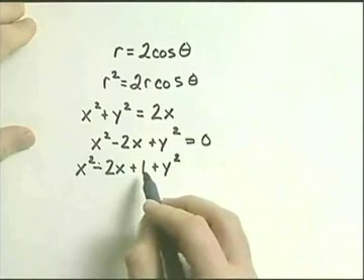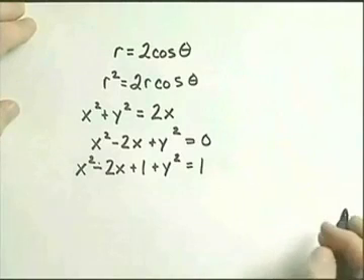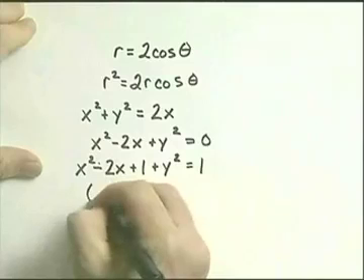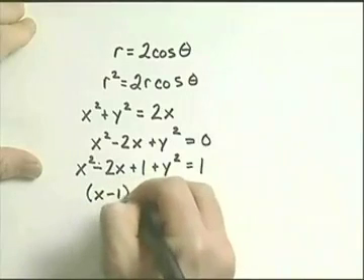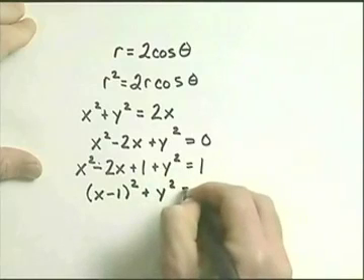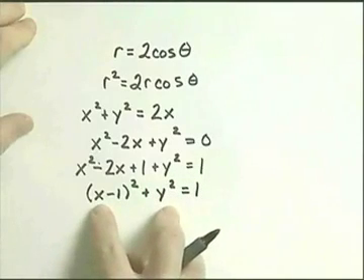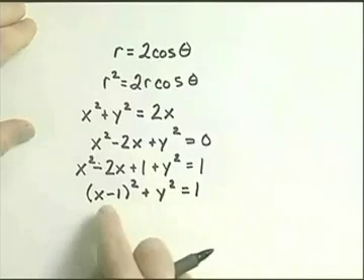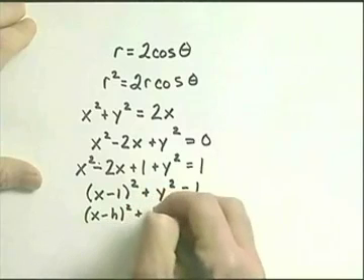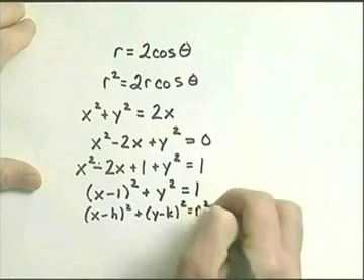Remember, since I added 1 to the left-hand side of the equation, I also must add 1 to the right-hand side. Now, x squared minus 2x plus 1 is going to factor to x minus 1 quantity squared, then plus y squared equals 1. You should recognize that this is the equation of a circle because it's of the form x minus h quantity squared plus y minus k quantity squared equals r squared.